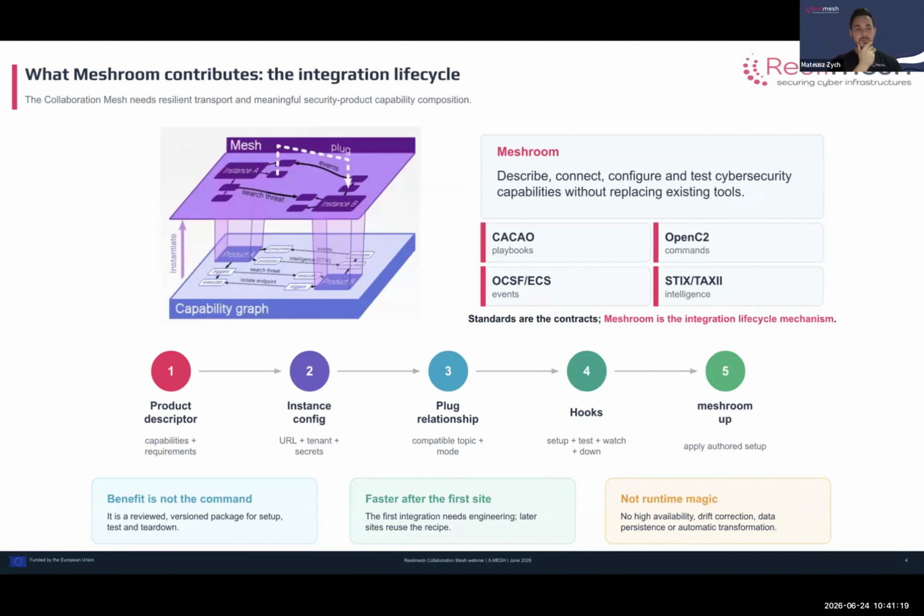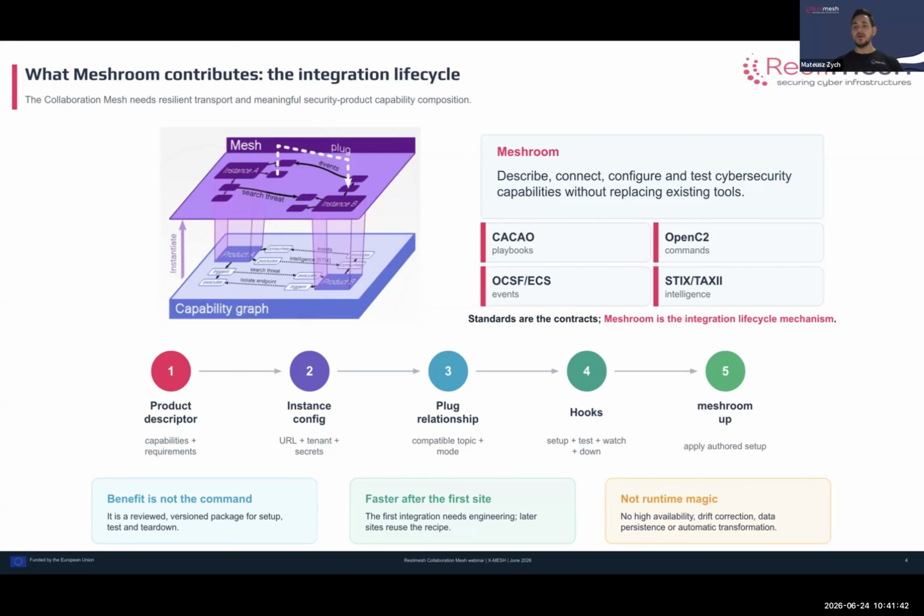So let's start with Meshroom. Meshroom is a tool that helps you to create integration within your platform. It separates in two different planes, as you can see on the upper left image. You first describe your capabilities. This is what a vendor is supposed to do.